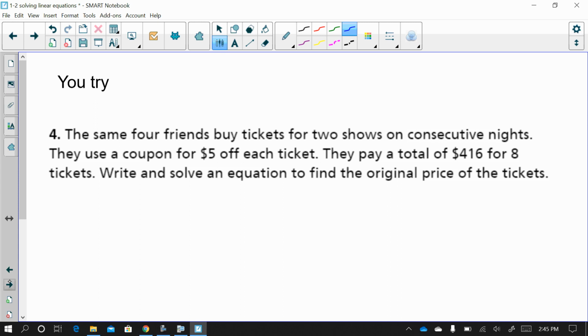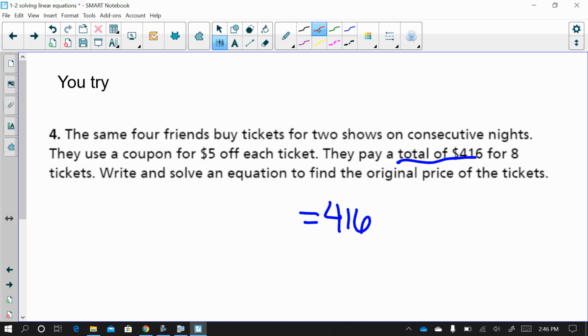Right. So here's another problem. Please pause the video and try. The same four friends buy tickets for 2 shows on consecutive nights, use a coupon for $5 off each ticket. They pay a total of $416 for 8 tickets. Okay? So it's set up the same way. It's going to equal 416.